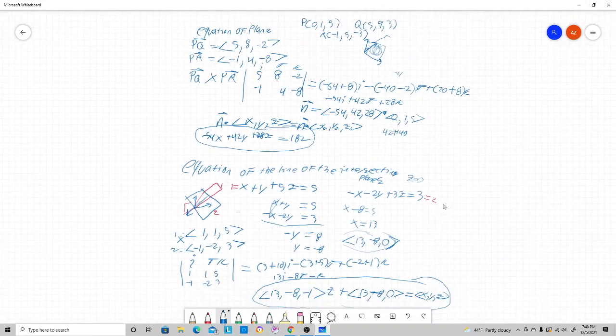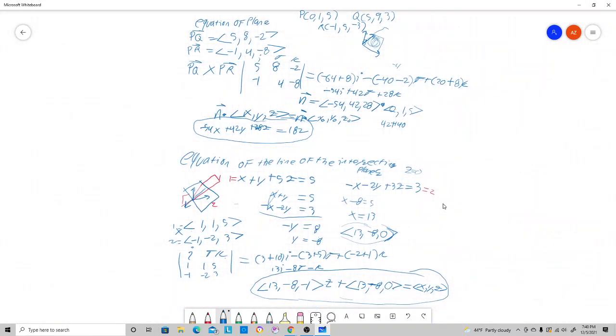Overall, that was a wrap on the introductory part of what vectors are. Now we're going to go into how to take derivatives, how to integrate, and how to take limits of vectors.